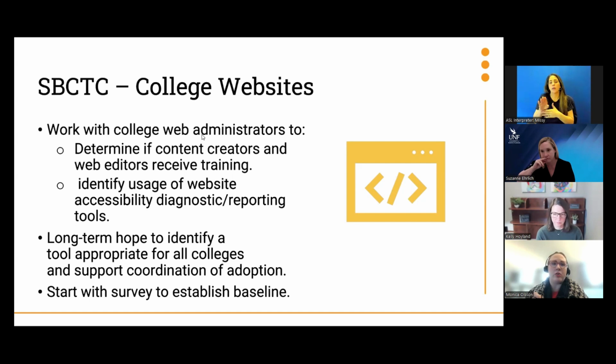We're interested to know things like, are your web editors, so people who are authorized to edit, change, add, or delete content to your website, receiving accessibility training right now at all? So do they know how to use the built-in tools when they're editing a web page to make sure that content is accessible? Does your college use any sort of third-party tool to run scans to get an accessibility report?